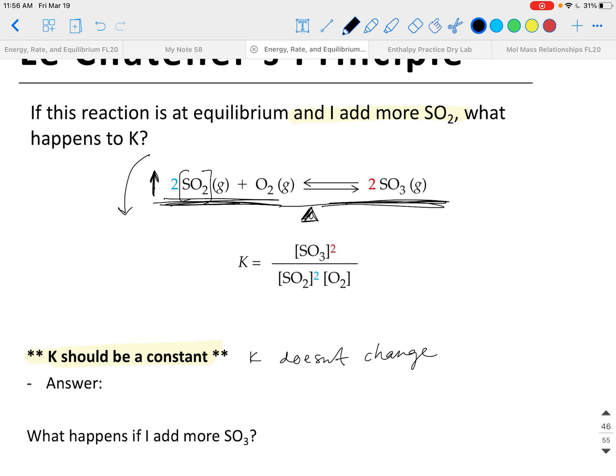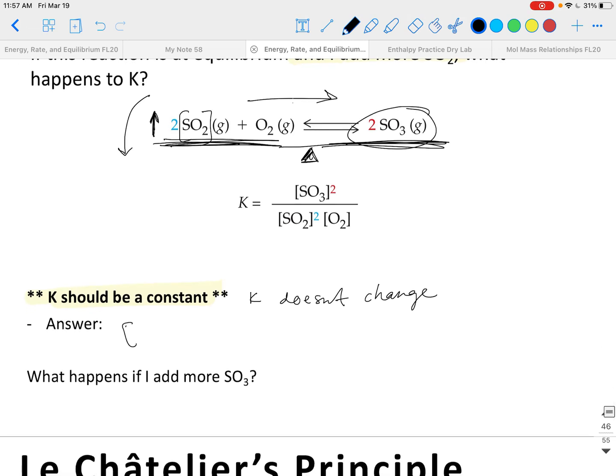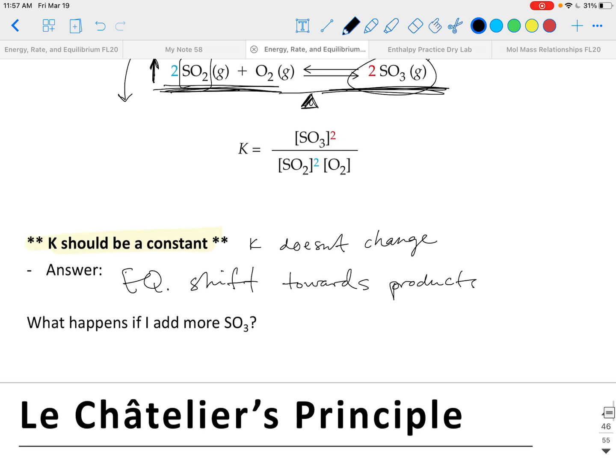So to get the scale back to equal, what do we need to do? We need to re-even out the sides. The way we re-equal our scales in a reaction is we run the forward reaction and make more SO3. We shift equilibrium back to the other side by running the forward reaction. So the answer is equilibrium will shift, and when you add more SO2, it shifts towards the products, by running the forward reaction, making more SO3.